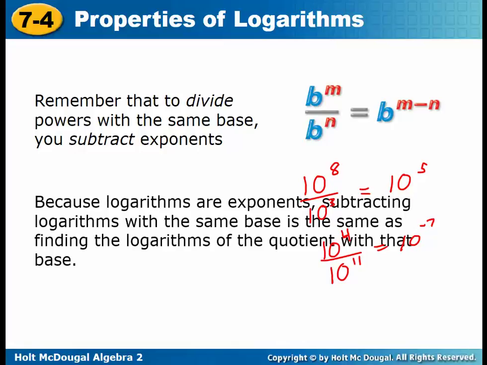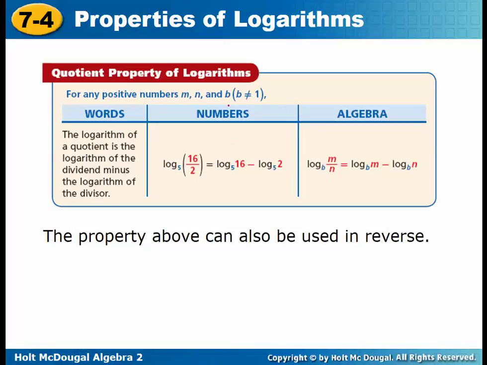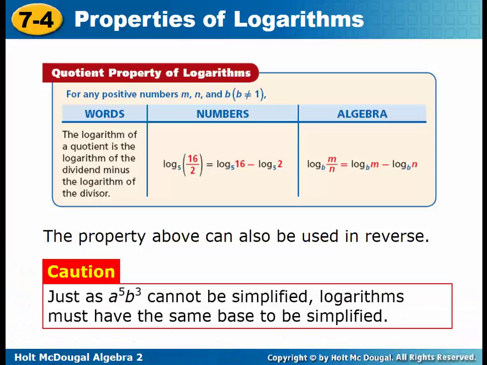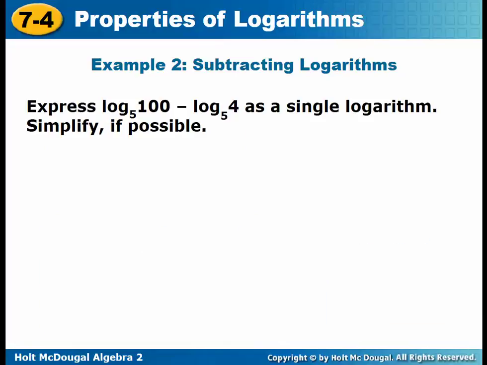When we're talking about logs, it's very similar to what we just did. It's the same as finding logs of the quotient with that base. Here's how it works. In algebra, we would have log base b of m over n is equal to log base b of m minus log base b of n. That's how we'll see it most often. With numbers, if we had log base 5 of 16 over 2, that's equal to log base 5 of 16 minus the log base 5 of 2. It also works in the opposite order. If you were subtracting, you could rewrite that as a quotient. Remember that they have to have the same base in order to be simplified.